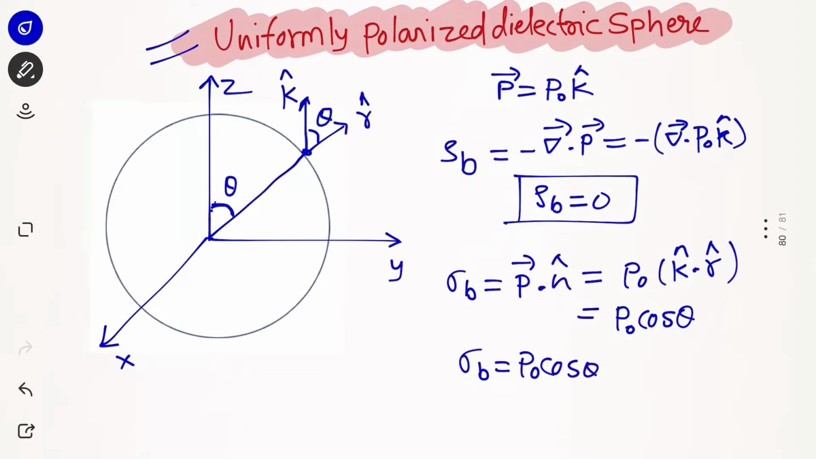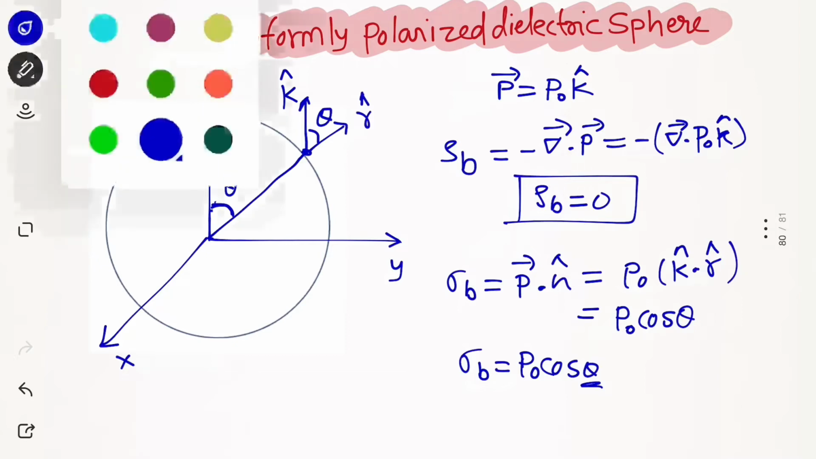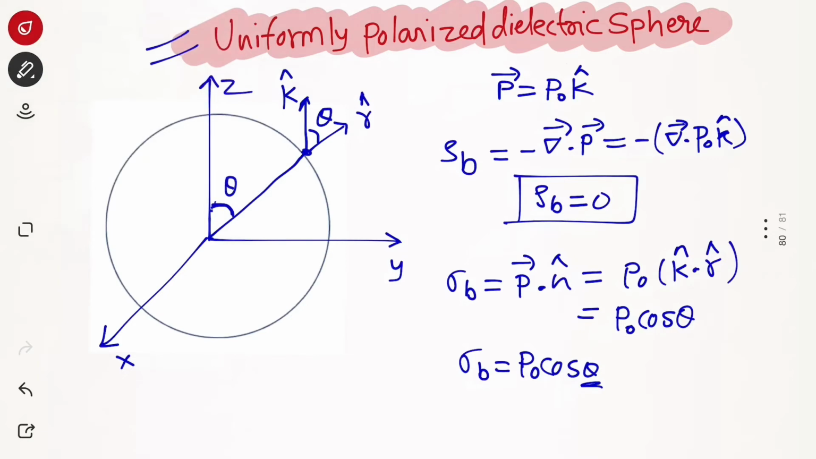It means it is dependent on theta, and this theta is measured from the z axis. Now if I need to express my charges on the surface, because we have rho as 0, it means there will be no charge inside the sphere. We will only have charges on the surface, and these charges depend on theta. If theta is 0, we will have some positive charge which is maximum, and we know that at theta equals pi by 2, cos theta is 0, so there will be no charge.